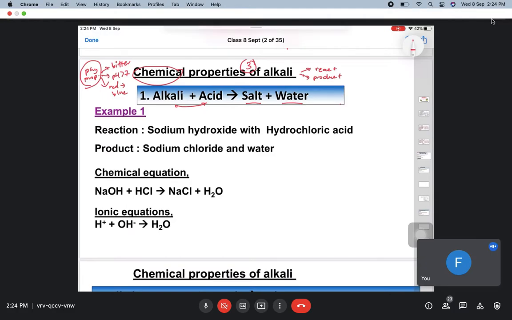So alkali plus acid will become salt and water. This is the same thing. Sodium hydroxide, so the same thing that you need to know as well. You have to be able to write down the chemical equation. Sodium hydroxide plus hydrochloric acid. The product will be sodium chloride and water. Chemical equation, ionic equation. This is the same one as last time.